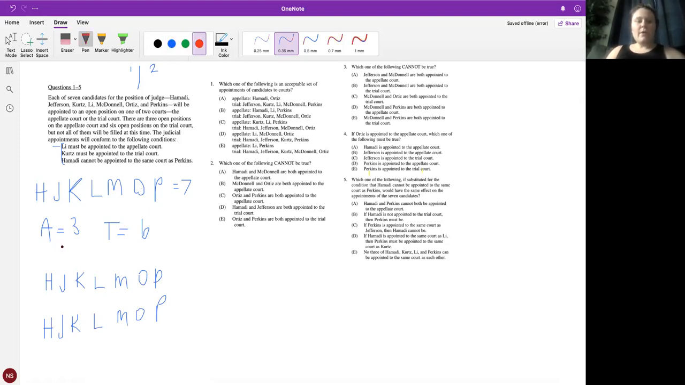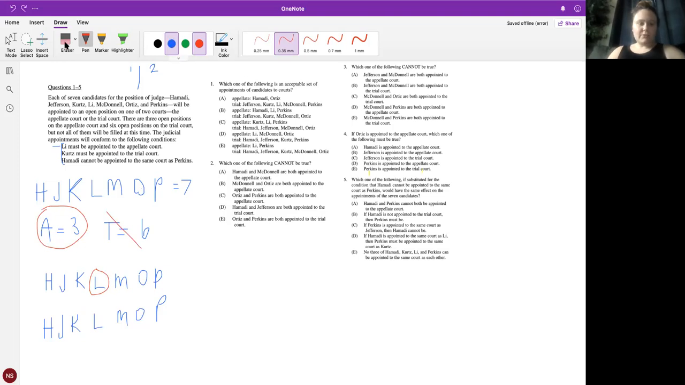What you actually do is you give a code to each one of these. Typically on an in and out game, the in group I'll circle and the out group I'll slash. But the ones I slash here are really just the trial court, if that makes sense. Does that make sense so far? So L must be appointed to the appellate court. That's actually really nice, because this one I don't have to split. I'm just going to circle L, and that means that L is on the appellate court.